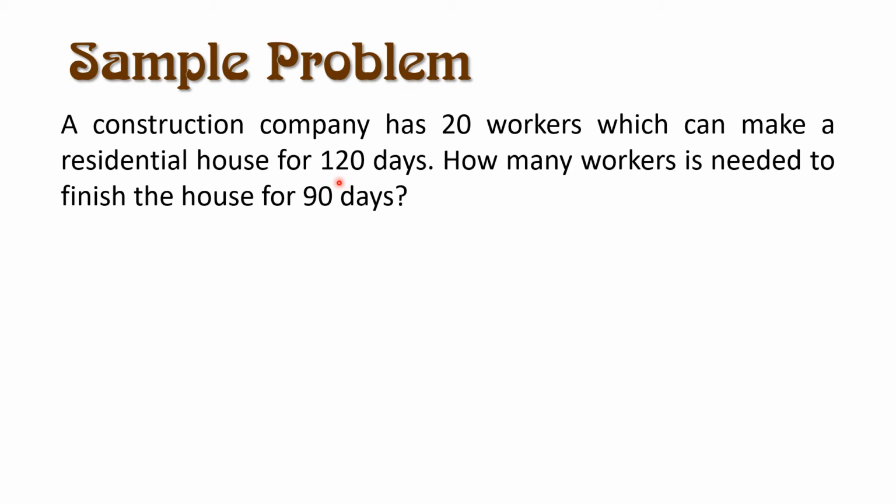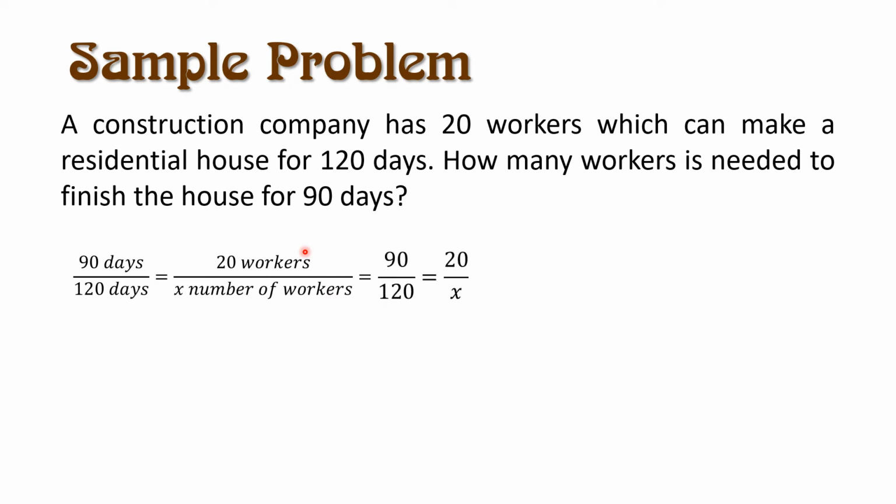Then we write this way: 90 days divided by 120 days. And then the second, the B sub 1 and B sub 2, we have here 20 workers and the unknown. So 20 would be our B sub 1. Okay, and our B sub 2 would be X number of workers since that is unknown. Okay, and then we are going to rewrite that as 90 over 120 is equal to 20 over X.